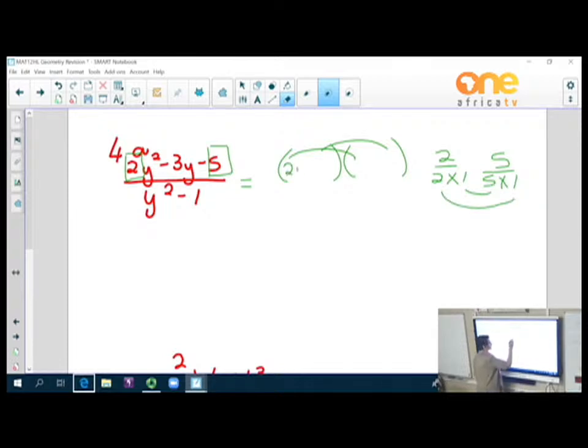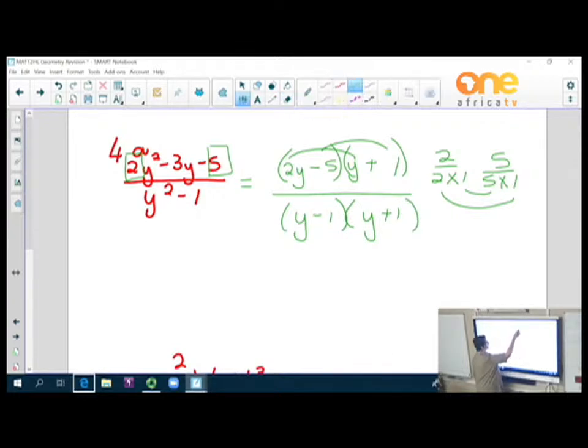So this is then 2y and y. I want to combine the 2 with a 1, the 1 with a 5. Signs differ. Biggest combination, this is your biggest combination, is the negative. And the other one then positive. This one is the difference between squares. So it's y minus 1, y plus 1. The middle term falls away. And now we can cancel. There's my cancel. And I have 2y minus 5 over y minus 1.